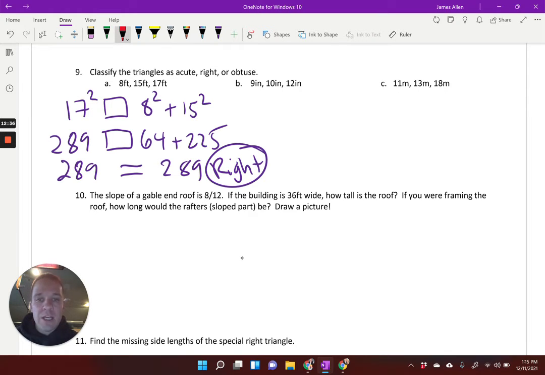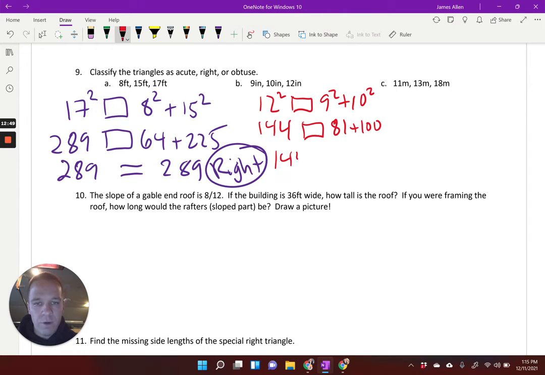I'm going to switch colors. So here my largest square is 12 squared, and then I have 9 squared plus 10 squared. So I got 144, and 81 plus 100 is 181. 144 is less than 181. So this is acute.